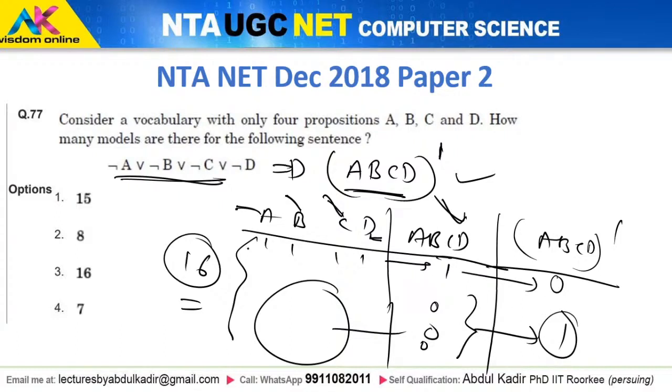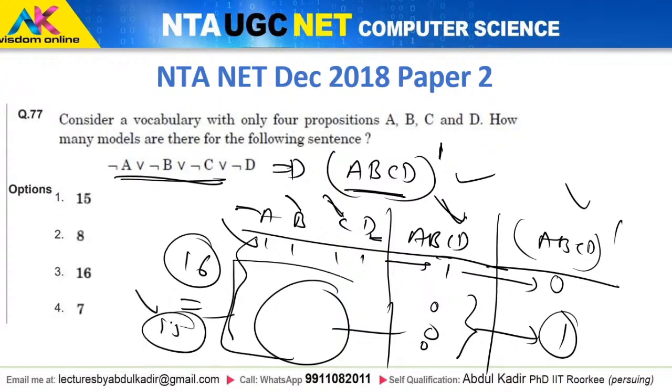So in this row ABCD complement will become 0, and in all other rows, total 15 rows remaining, ABCD complement will become true. So this is the model. Model means in which rows our function is becoming true. You can see there are total 15 rows in which our function will become true. So the answer will be 15.